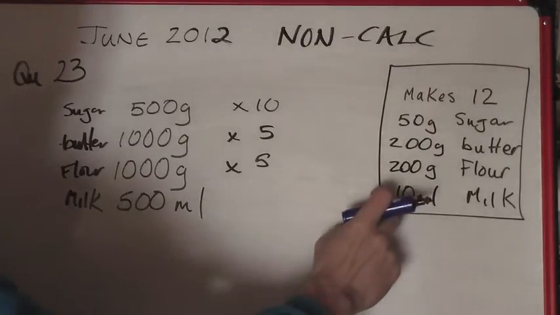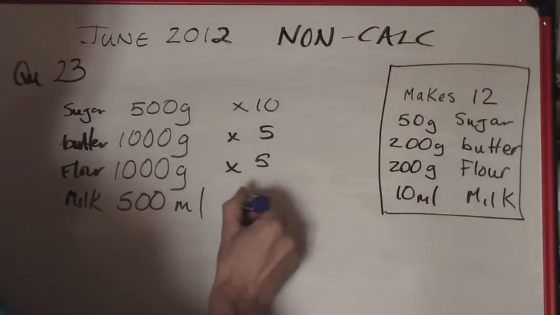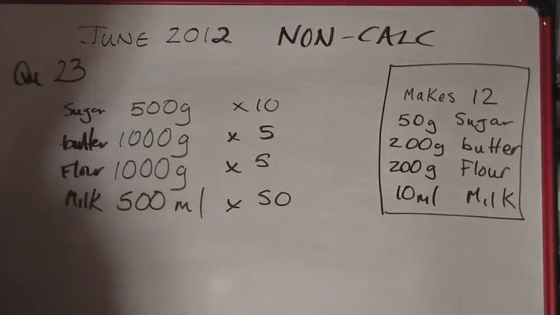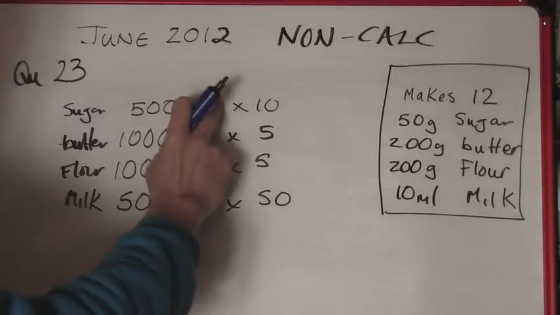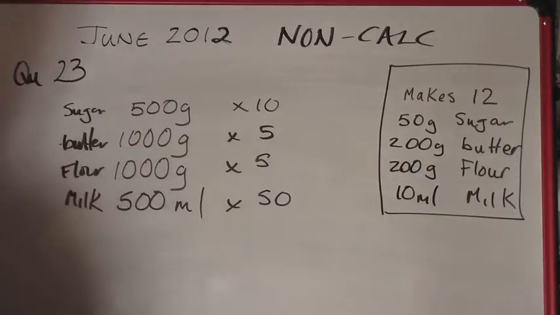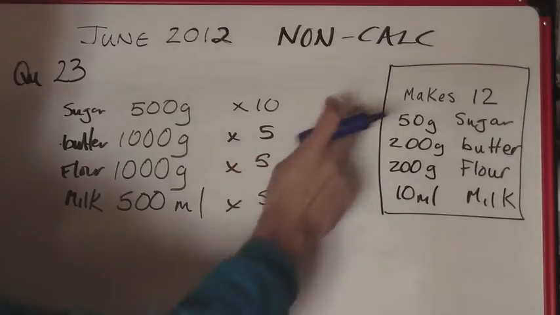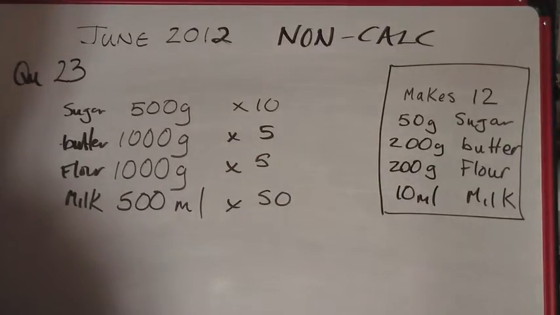Milk, he only needs 10 mil, he's got 500 mils. In actual fact, that's 50 times as much as he needs. So despite the fact he's got loads of milk and he's got loads of sugar, we're actually limited by the amount of butter and flour he's got. He's only got enough there to make 5 times what the recipe suggests. So we're going to have lots of sugar, lots of milk left over.